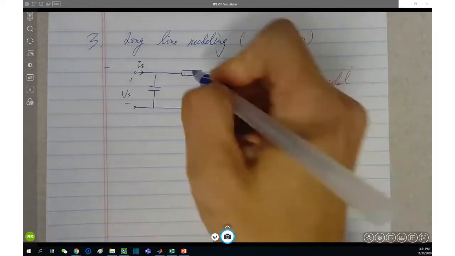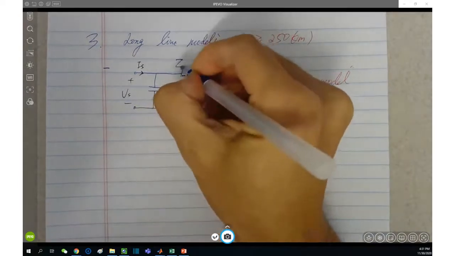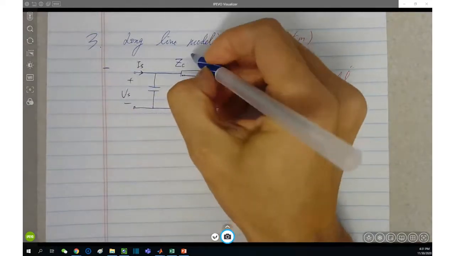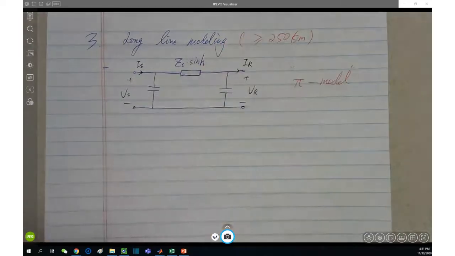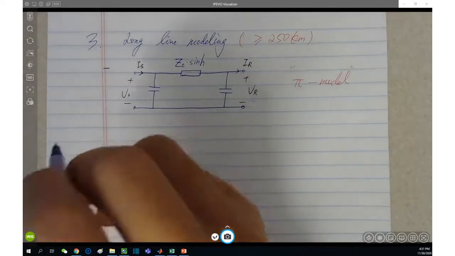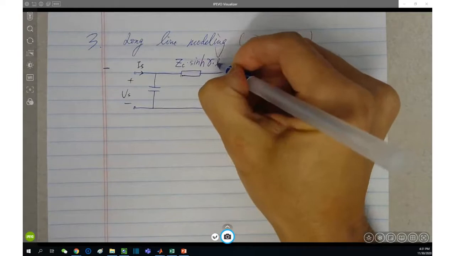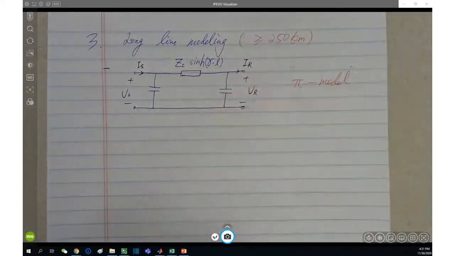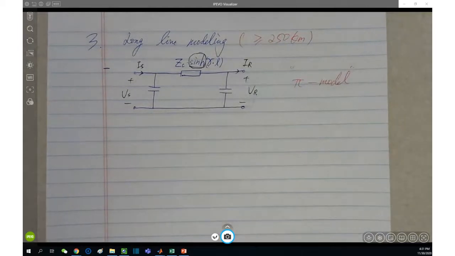So first here, this series impedance is not simple reactance, but is Z sub C times sine hyperbolic function of gamma times L. What is this? Have you guys ever learned the hyperbolic function?